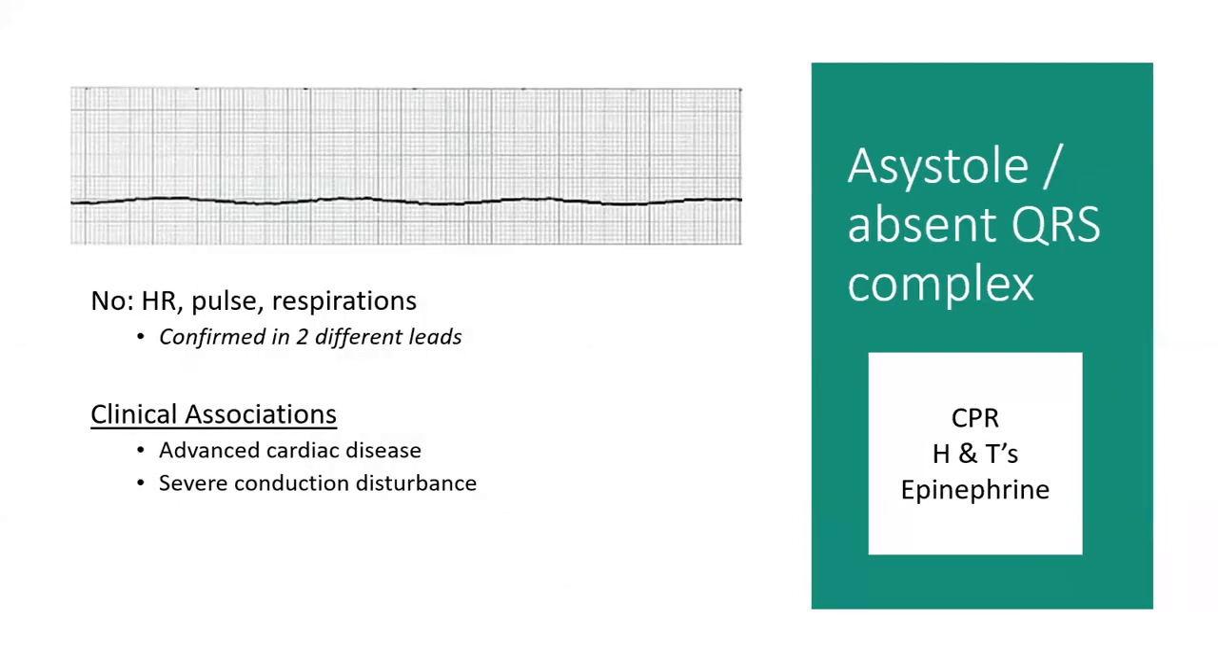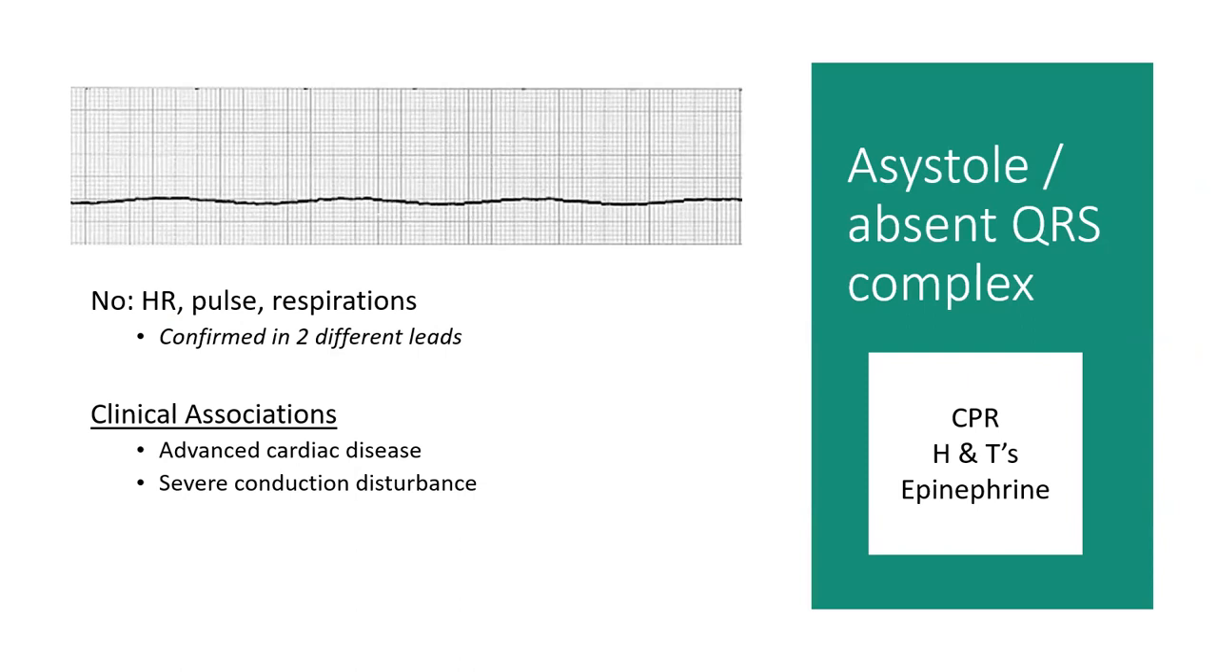Asystole: an absent QRS complex. No heart rate, pulse, or respiration. Confirm in 2 different leads, so you can see in 2 different spaces that it's not there. Clinical association: advanced cardiac disease, severe conduction disturbances. So you want to rapidly assess to identify the cause.